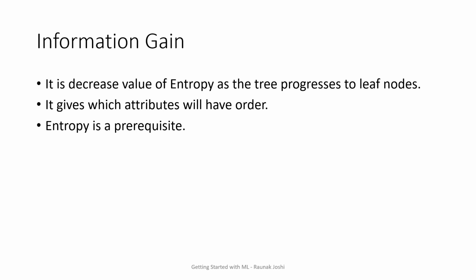Then it gives which attributes will have order, like I said. So if you have, let's say, 4 features, you will always have to determine which feature you are supposed to use as the root node. Later on, the tree will traverse through it, and obviously entropy is a prerequisite for it. You will have the video link in the description box, and I'll also link a card.